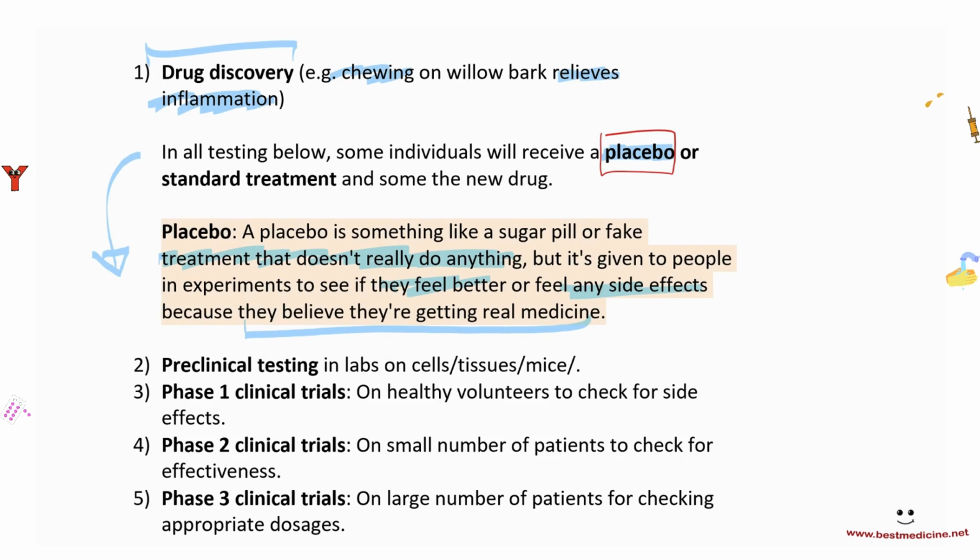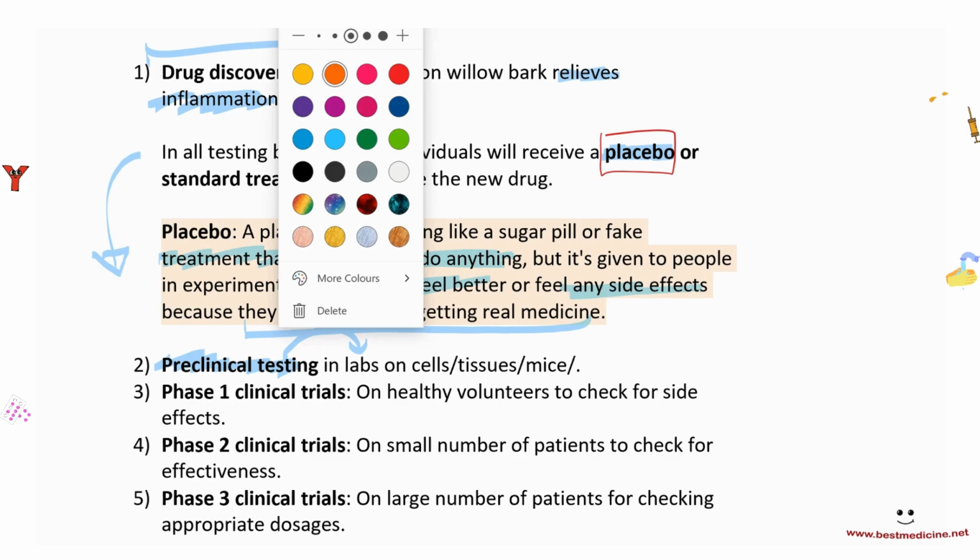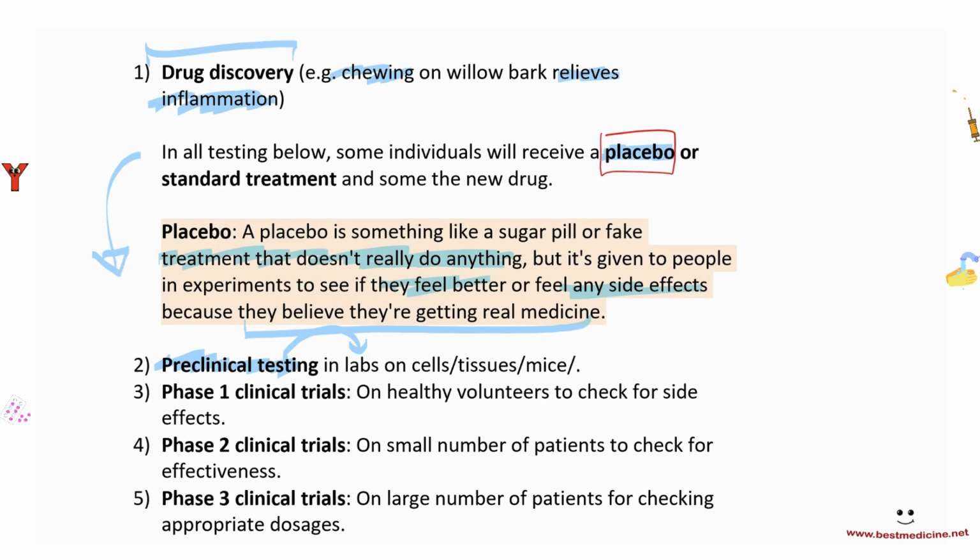So once we discover the drug, then we have preclinical testing in laboratories. So preclinical testing, you can just remember this, in labs. So this means that you test a drug in labs on cells, tissues, in mice, etc. So for example, if you're trying to test a drug for cancer, you have some mice with cancers, and you give them that drug and see if it works or not. And if it does work, then you jump on to the next phase. Okay, you get approval from official authorities, and then you jump on to the next phase.